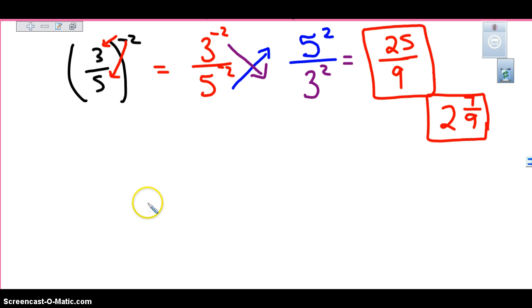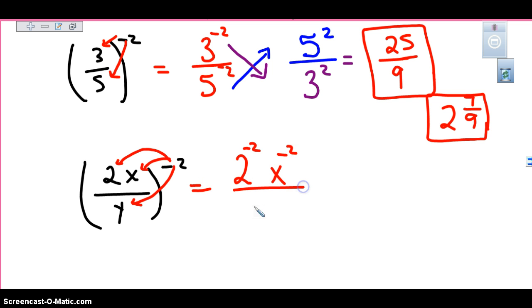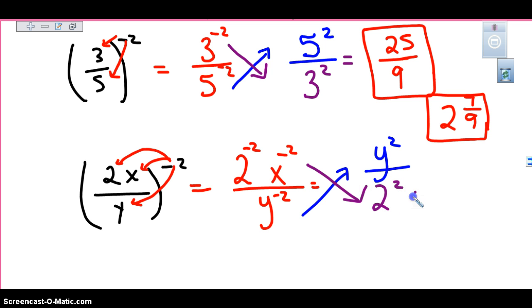Let's try another one. Let's say you have 2x over y raised to the negative 2 power. We distribute the negative 2 exponent. This would equal 2 to the negative 2 power, x to the negative 2 power, and y to the negative 2 power. We make all the negative exponents positive. This would be y squared over 2 squared x squared. This equals y squared over 4x squared.